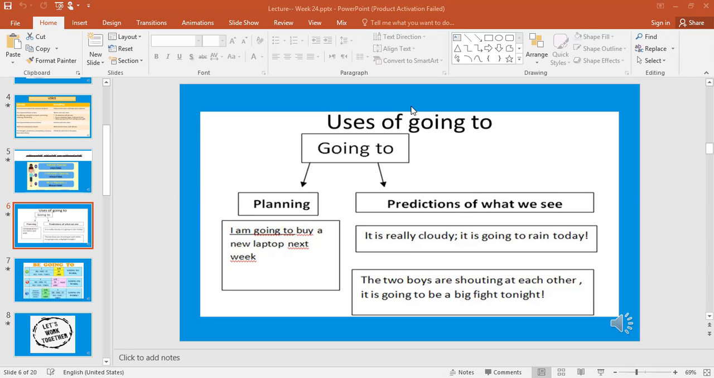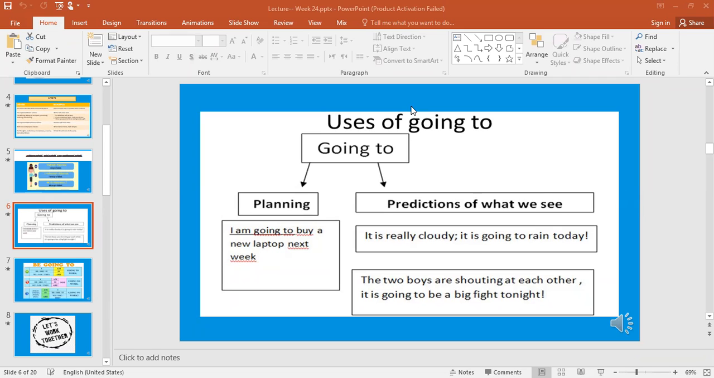But let's move to the second use: predictions of what you see. It is really cloudy. It is going to rain today. If you see that it is cloudy, what can you tell about the weather? What can you tell is going to happen? It's going to rain. So it is really cloudy, it is going to rain today. This is what we mean by predictions of what you see.